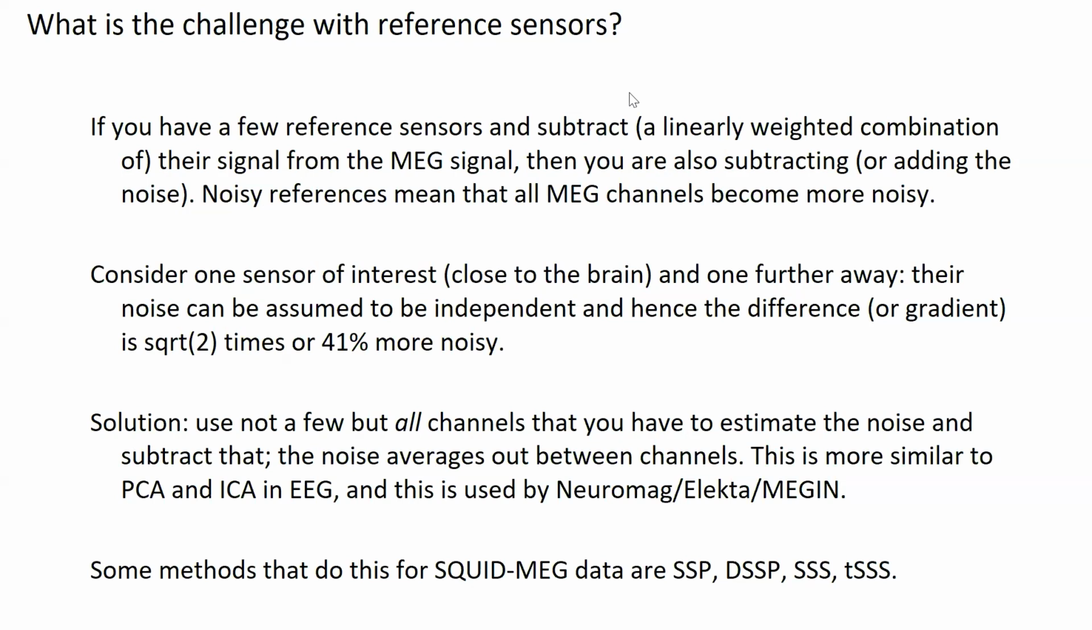If you consider one sensor of interest that is close to the brain and one sensor that is further away, then the sensor noise, the noise that is really intrinsic to the sensor, is going to be independent. And the noise that you're going to get by subtracting the two is going to increase by a factor of square root of 2, which is about a 40% increase. So that is well understood.